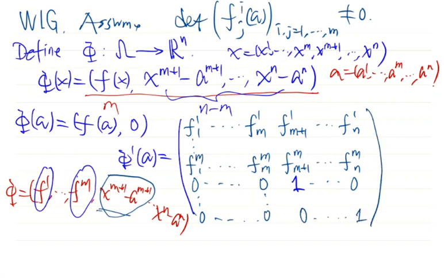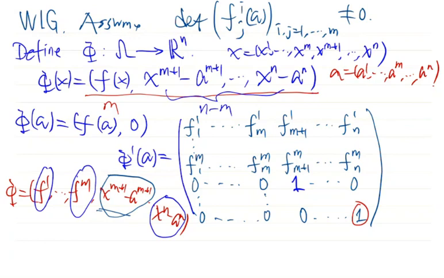The last row of the matrix is the partial derivative of the last component of phi, that is x_n minus a_n, with respect to x1, x2, ..., xn. Only the last derivative, with respect to xn, is 1 here. The other derivatives are 0. Okay, so in this manner, we compute the derivative matrix of our map phi at the point a.